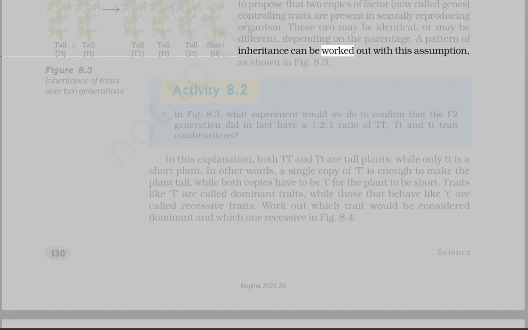A pattern of inheritance can be worked out with this assumption, as shown in Fig 8.3. Figure 8.3: Inheritance of traits over two generations. Activity 8.2. In Fig 8.3, what experiment would we do to confirm that the F2 generation did in fact have a 1:2:1 ratio of TT, Tt, and tt trait combinations?